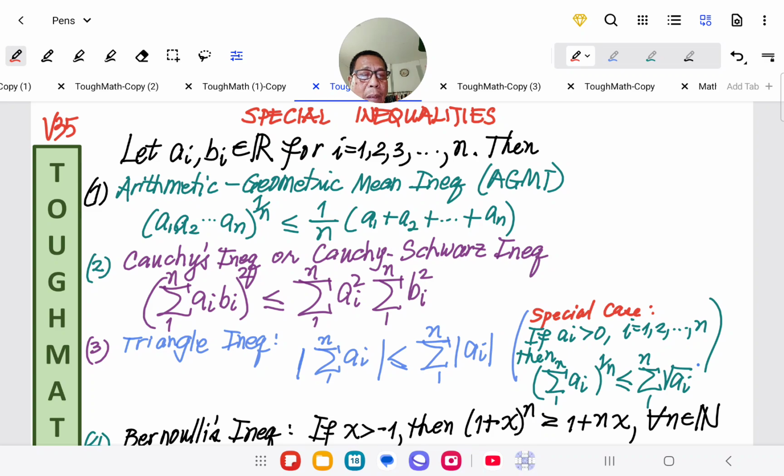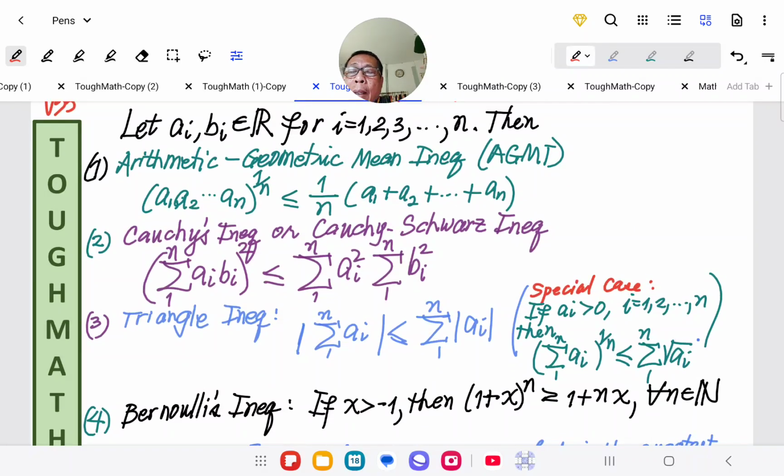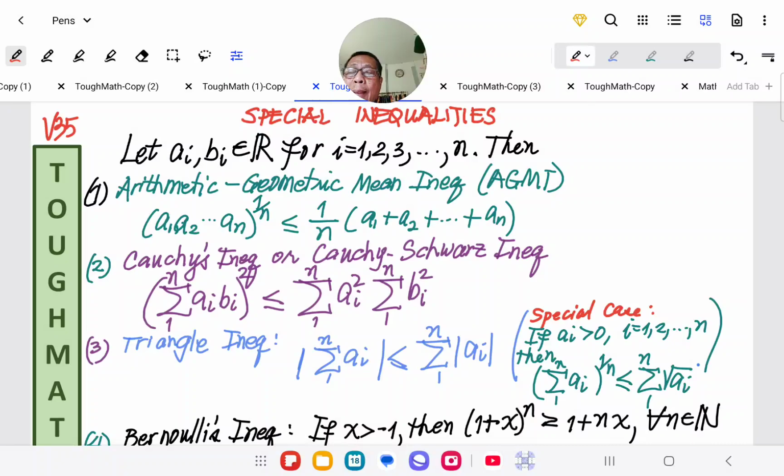So for this video, we will talk about some special inequalities. Let a_i and b_i be real numbers for i equals 1 to n. Then we have 4 inequalities in this video. The first one is the arithmetic geometric mean inequality, or AGMI.